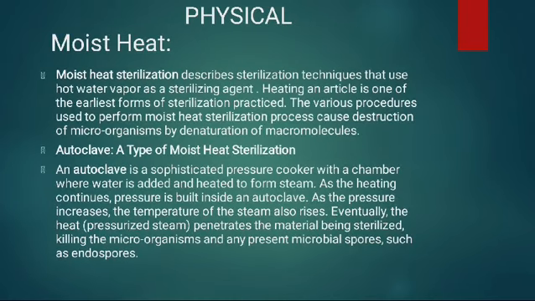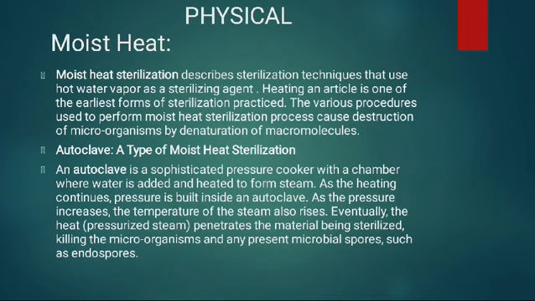Then moist heat. Moist heat sterilization describes sterilization techniques that use hot water vapor as a sterilizing agent. Heating an article is one of the earliest forms of sterilization practiced. The various procedures used to perform moist heat sterilization cause destruction of microorganisms by denaturation of macromolecules.